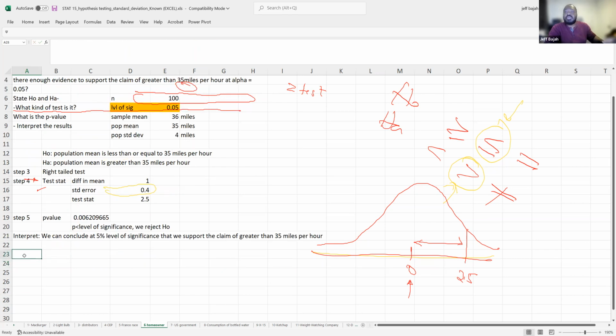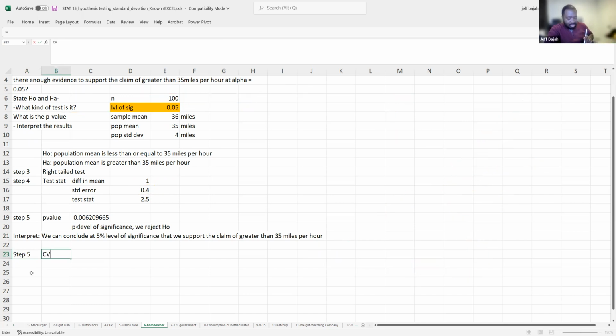Now, let's say that you want to solve this using critical value. That's fine. Critical value is actually a good way to solve it. Actually, I prefer it because it uses Z values. Okay. So to do that, you need to know a few things. You need to find out what test you're doing. So we know it's a right tail test. That helps. All right. So that's the first thing we need to do.